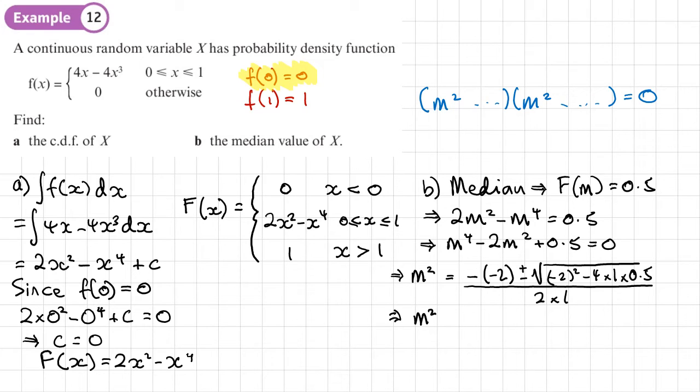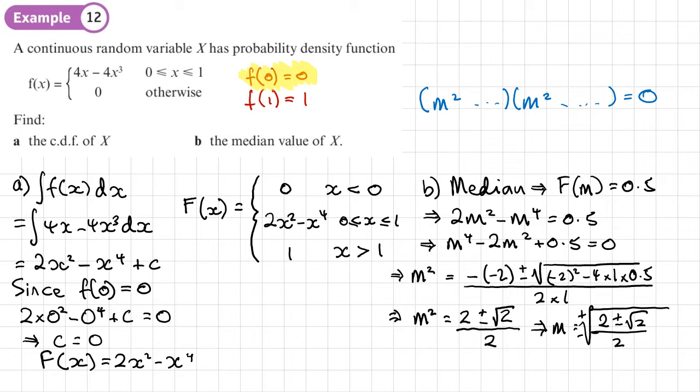Okay, so what does that give me for m squared? So simplifying, I'm going to get 2 plus or minus, this is going to be 4 minus 2, so that's just 2, and then the square root of 2 all over 2. So if I want to find m, because remember we've got m squared, that's going to be equal to the square root of all of that, plus or minus the square root of that, 2 plus or minus the square root of 2 over 2.